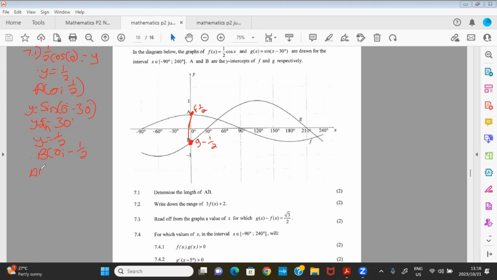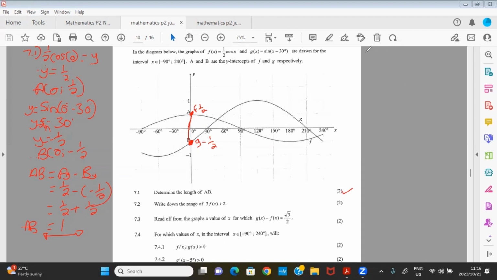Therefore, my AB will just be my A minus my B. I'm just subtracting the y values of A and B because I'm moving vertically. So A, that's half minus negative half. That's also plus half, which is 1. AB is 1. Okay?